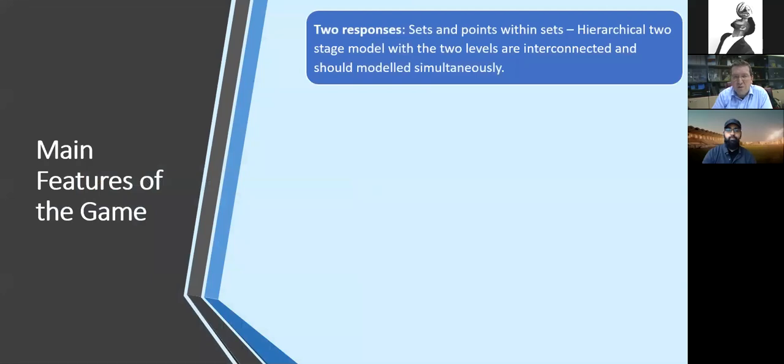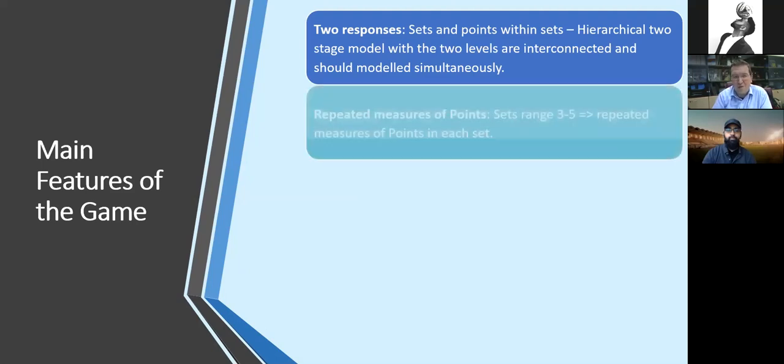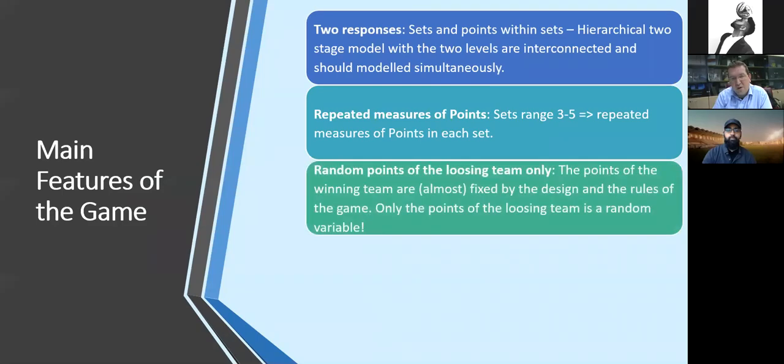So we have 2 responses, and we need to set up a hierarchical likelihood or model with 2 stages, with the sets conditional on the points, or the points conditional on the sets if you do it vice versa. So you can have 2 directions of modeling here, and you have repeated measures of points within sets because you have 3 to 5 sets, and this creates a repetition of the observation of the abilities. Of course, the sequence of the sets also plays a role.